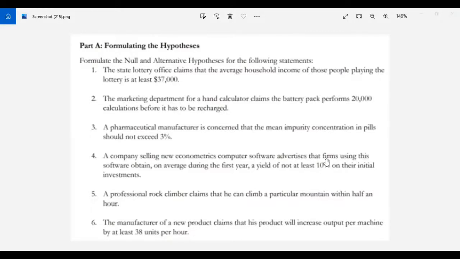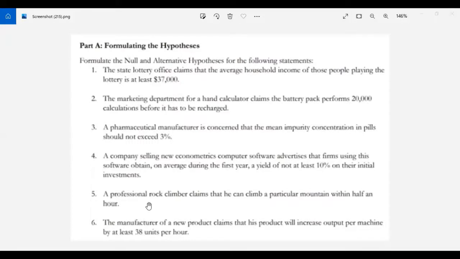And because it's greater than or equal to, it is a one-tail test. So your H0 is such that mu is greater than or equal to 10%. HA is such that mu is less than 10%. I hope you get what I have been saying. Yes, please. Okay, good.